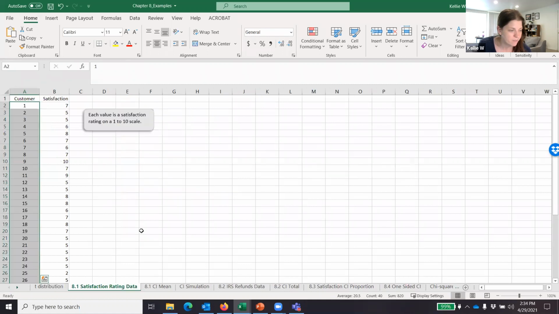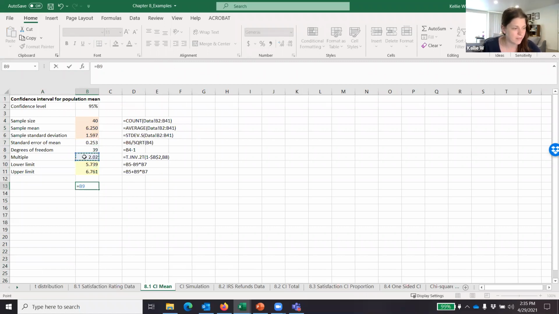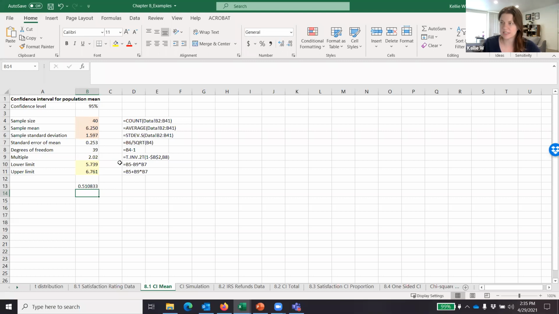what we're saying is we want, instead of being able to say that the sample mean is 6.25 plus or minus 0.5, and remember that half length is just the multiple times the standard error, so 0.51. So instead of saying that the average rating of the sandwiches is 6.25 plus or minus 0.51, we want to be able to say it's plus or minus 0.3. So we're trying to tighten that interval and be more confident about our sample mean. So in order to do that, we need to calculate how many more people we would have to pull.